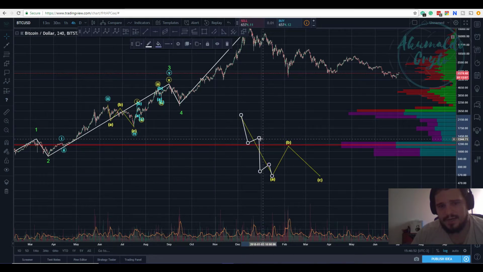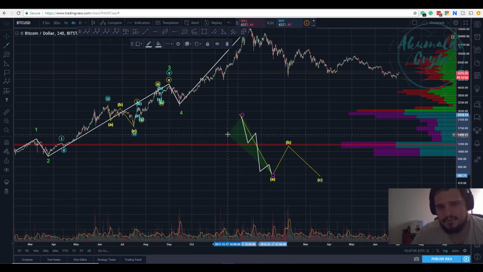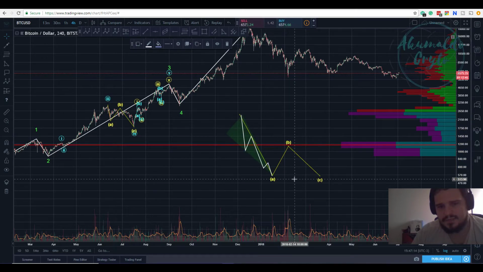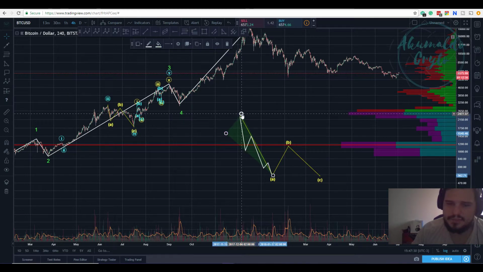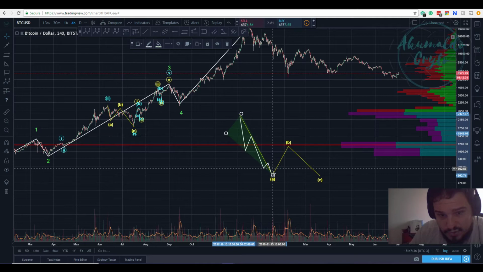A sharp, direct correction, okay? And sometimes we see this falling edge, this pattern here, you know? A falling edge, a downward diagonal. Some analysts call this a leading diagonal, but a corrective leading diagonal, right? I don't agree, but it's nomenclature, and I don't really care. So this is a 1, 2, 3, 4, 5, okay?